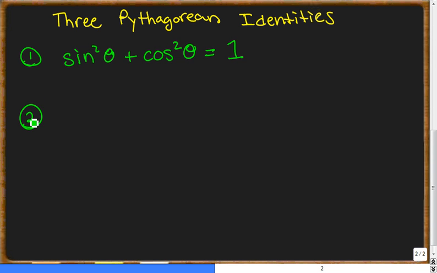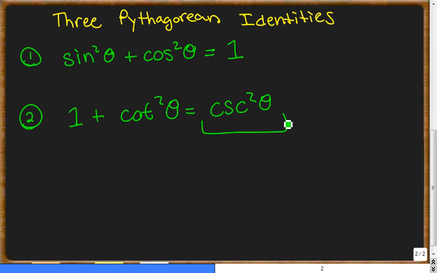Our second Pythagorean identity is based off our first, and that would be if we divided everything in here by sine squared. What you would get is 1 plus cotangent squared of theta equals cosecant squared theta. So just like the first Pythagorean identity, we can replace any of this at any time. We could replace cosecant squared of theta with 1 plus cotangent squared of theta, or 1 plus cotangent squared of theta with cosecant squared of theta. Or again, any combination that works if we do the correct math.